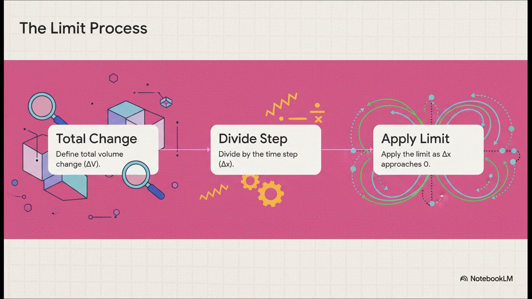We can totally conquer the denser limit math by just breaking the expansion down into these 3 logical steps. It's like we're mathematical detectives hunting for familiar patterns. Step 1, we define our total volume change, delta V. Step 2, we set up our rate by dividing that change by our independent variable step, delta x. And step 3, well, that's where the calculus magic happens. We apply the limit as delta x shrinks to 0, which locks in that instantaneous rate of change.